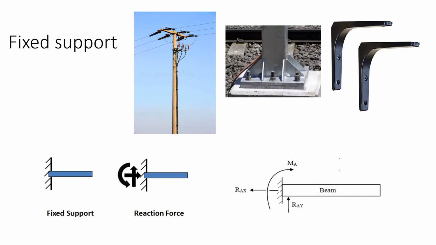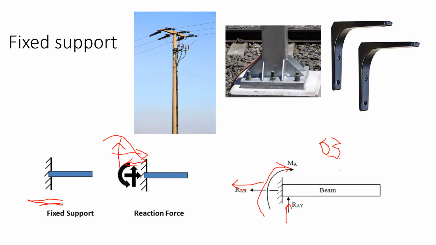Third one is fixed support. This is the symbolic representation of fixed support. As its name indicates, it will give fixation to the beam. So this support is not able to move this beam in X direction, not able to move this beam in the Y direction, and not able to rotate also. So from all these three directions, there is a restriction to the motion. So there will be the normal reaction in X direction, normal reaction in Y direction, and moment for the rotation. So the number of unknowns at the fixed support is 3.